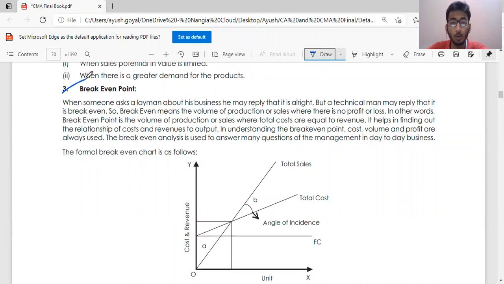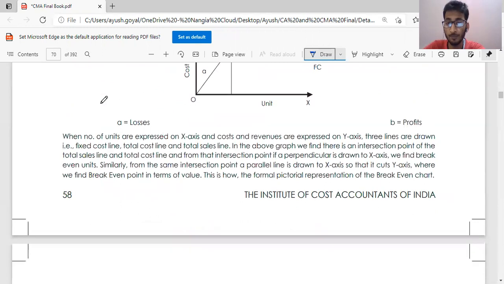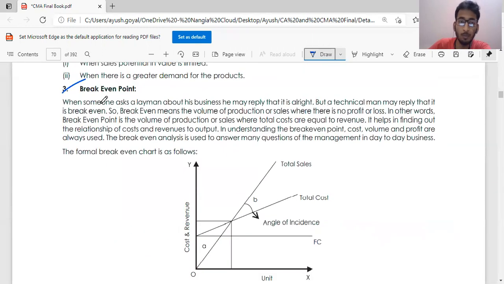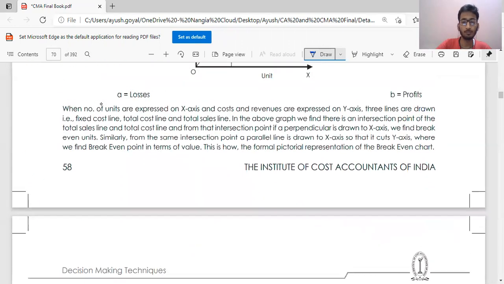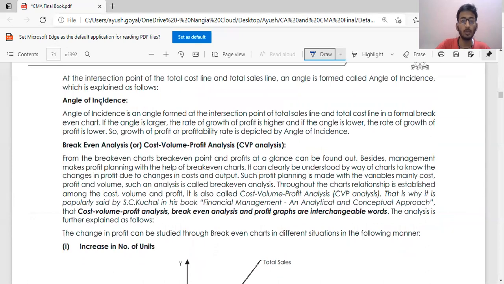Now, break even point. What is break even point? We have done this as well. Break even point is a point where profit would be zero. There would be zero profit. So this is break even point. Now, angle of incidence.